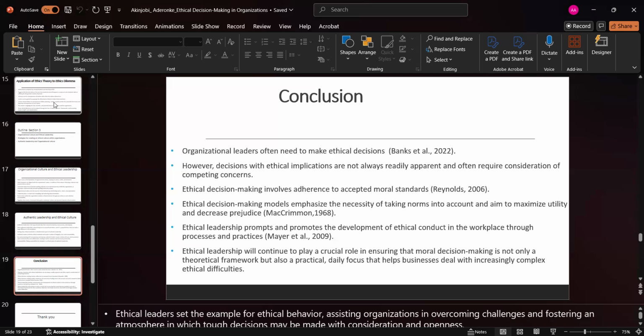From all of this, it can be seen that ethical decision-making involves adhering to acceptable moral standards. Also, the ethical decision-making model emphasizes the necessity of taking norms into account and aims to maximize utility and decrease prejudice. In conclusion, ethical leadership will continue to play a crucial role in ensuring that moral decision-making is not only a theoretical framework, but also a practical daily focus that helps businesses deal with increasingly complex ethical difficulties.